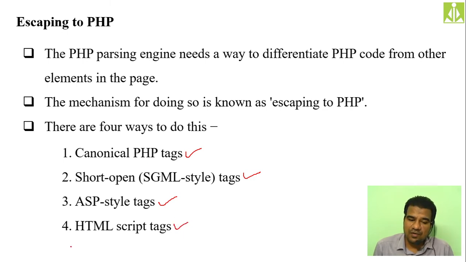Among these four, we mainly use the first one and the last one. The second one and the third one we discuss, but we never use them, because they require some configuration file settings that I don't want to explain now, because you people will get confused. So simply remember the canonical PHP tag and the HTML script tag we use practically, and the other options we don't practice. Just as a discussion we have, but we don't practice.